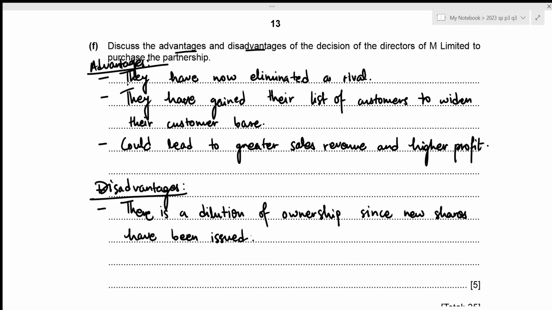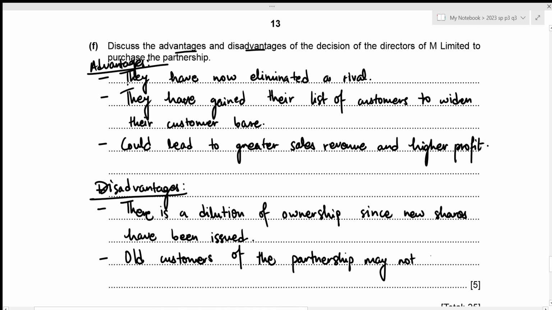Then there is also a risk of old customers of the partnership not going to the new business. That could act as a disadvantage. Let's write it down. Old customers of the partnership may not go to the new business.